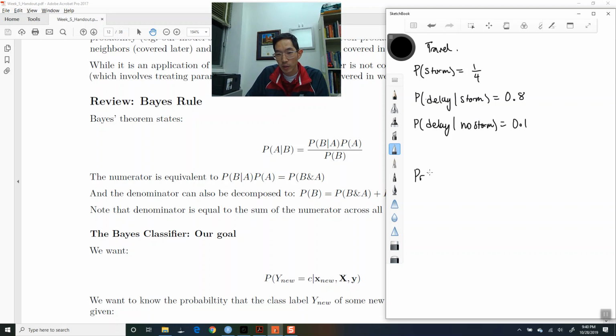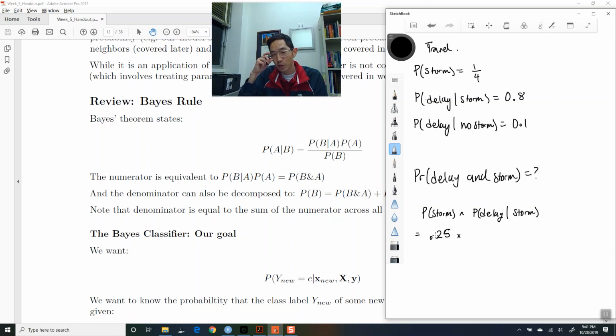So we can ask, what's the probability of a delay and a storm? Well, for this to happen, first there has to be a storm, and then on top of that, we have to experience the delay given that there's a storm. So the probability of a storm is 0.25, so there's only a 25% chance of there being a storm, and on top of that, our flight has to be delayed. And so overall, there's a 0.2 probability of a delay and a storm.